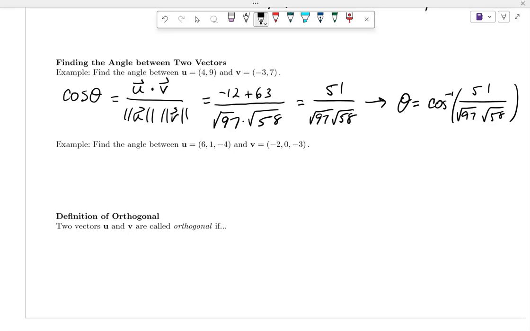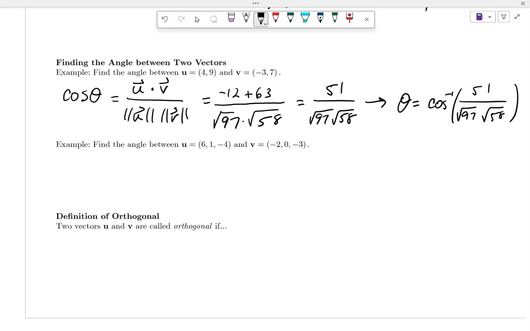Here's an example of an acute angle. Here's an example of an obtuse angle. What can I say about the cosine of that angle? The cosine of it is certainly less than 1, but it's also greater than -1.